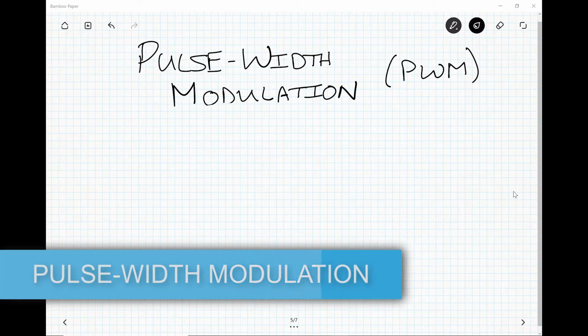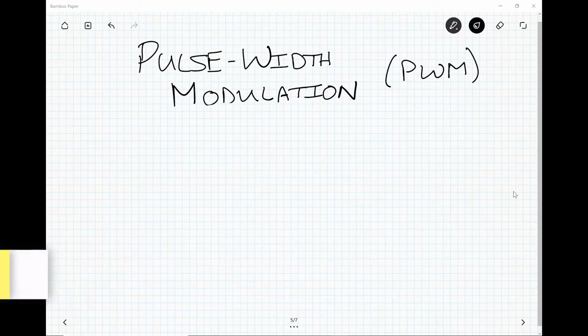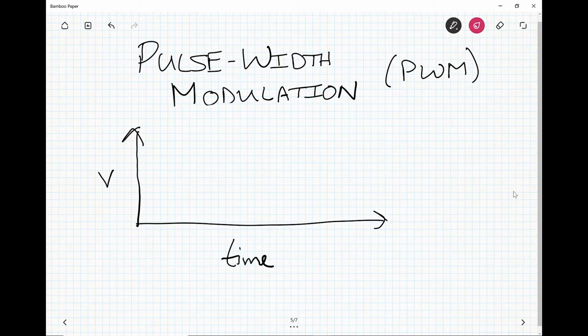So what exactly is pulse width modulation, or PWM for short? Simply stated, it's a way of modulating or changing a digital signal to make it simulate an analog signal. Let me show you a picture to show you what I mean. If I were to plot a digital signal which oscillates between 0 volts and 5 volts, I may get something that looks like this.